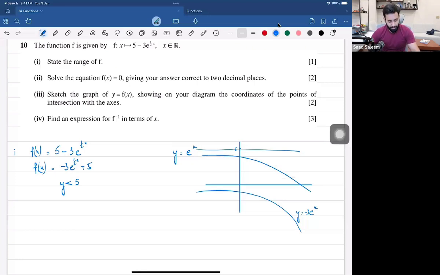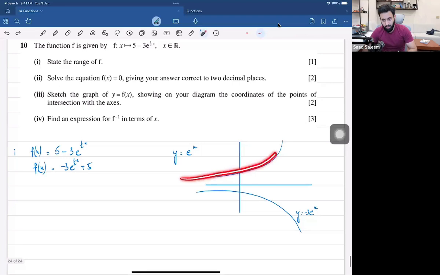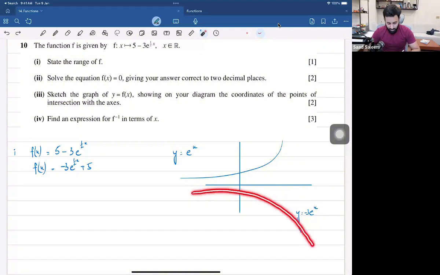I hope it's clear to everyone. I'll go over it from the beginning. So the graph of e power x looks like this. But since this is the graph of e power x, which has a negative coefficient, that means it's going to be reflected along the x-axis.